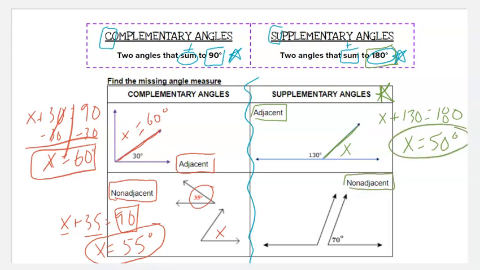Non-adjacent angle, we have two angles that don't share a side, they aren't touching. So we have angle X plus 70 equals 180. Solve that for X by subtracting 70 on both sides, and we get X equals 110 degrees.